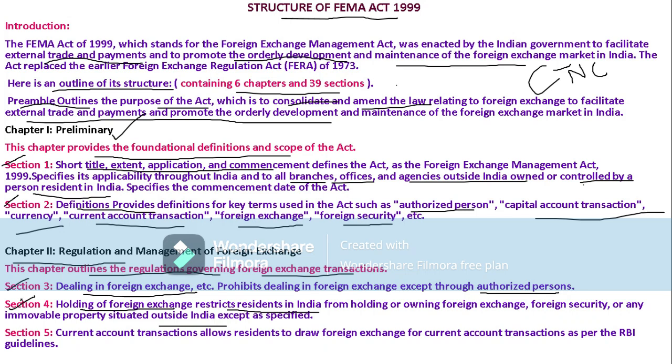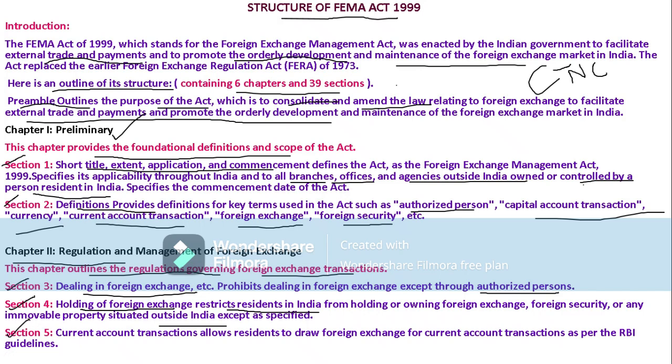So what are those properties? What are those currencies, exchanges? Everything: how the transfer should be made, to which person the transfer should be made, how PRIs should deal with the holding of foreign exchange, how residents of India should deal with the holding of foreign exchange. So different aspects will be there, and all those aspects can be studied under section 4.